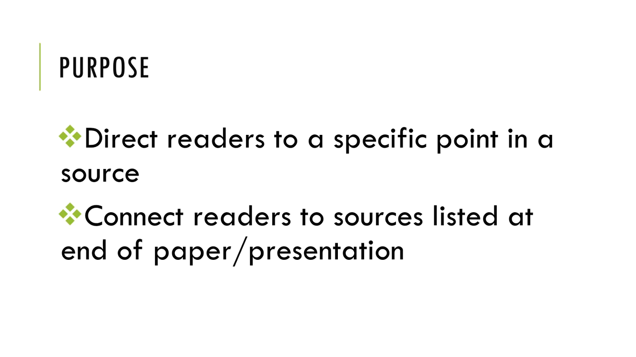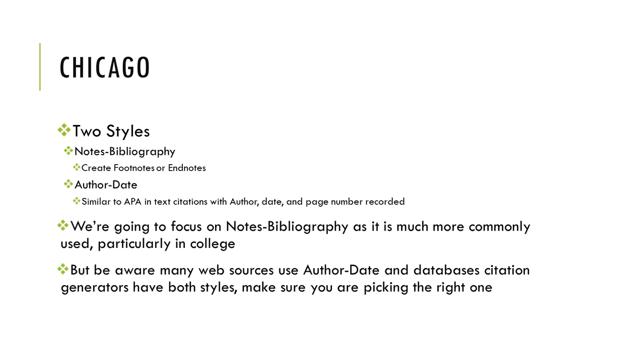It's important to give your reader enough information in your footnote to be able to find the full information in the bibliography at the end. For Chicago style, there are actually two formats that they suggest: notes bibliography, which has you create footnotes or endnotes, and author date, which is very similar to APA in-text citations with an author, last name, and a date in parentheses along with a page number.